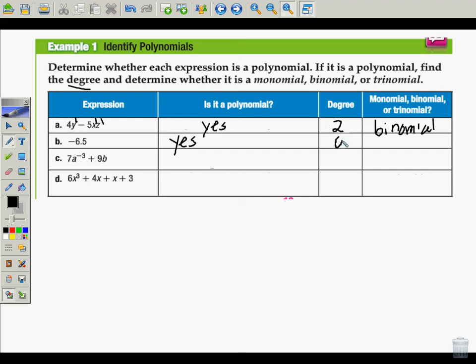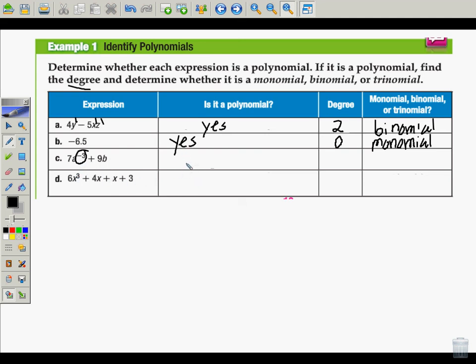Now the third one, we have 7a to the negative third plus 9b. As soon as I see a negative exponent, which means there would be division, remember we never want division within monomials, we don't want to be dividing by a variable. As soon as I see that negative exponent, it is not a polynomial, which means I don't need to find the degree or say what kind it is.